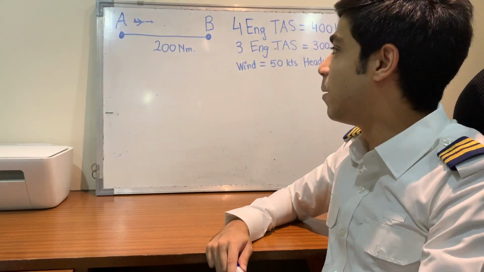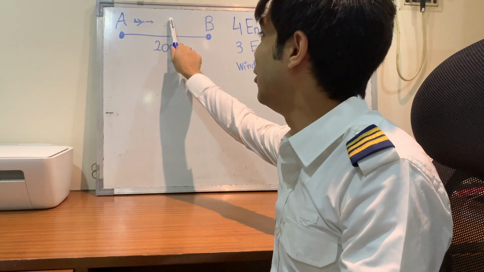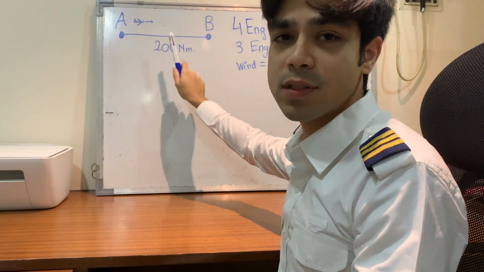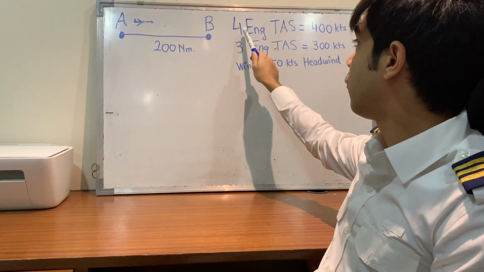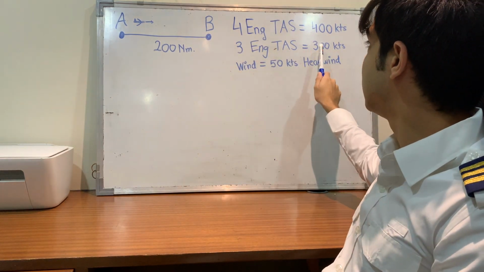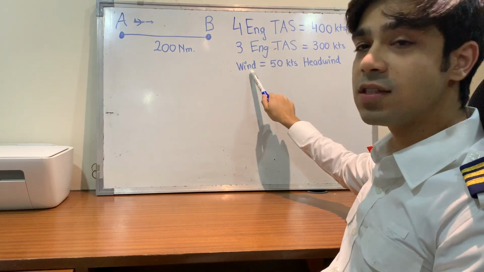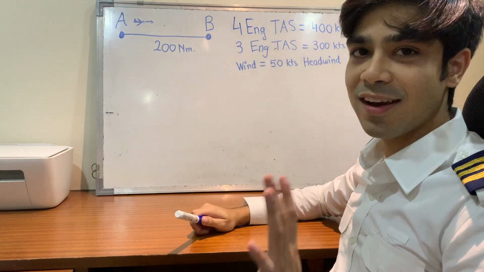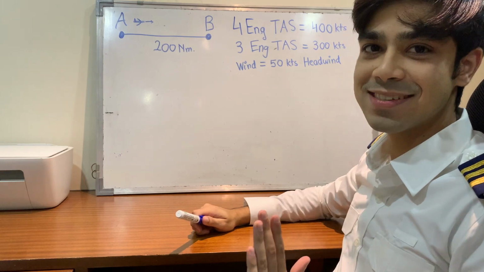Let's solve a simple sum. My tiny little airplane is going from A to B. These airports are 200 nautical miles apart. The 4-engine TAS is 400 knots, and the 3-engine TAS is 300 knots. For our winds, we have a 50 knot headwind. Now let's solve this sum and see how it looks.